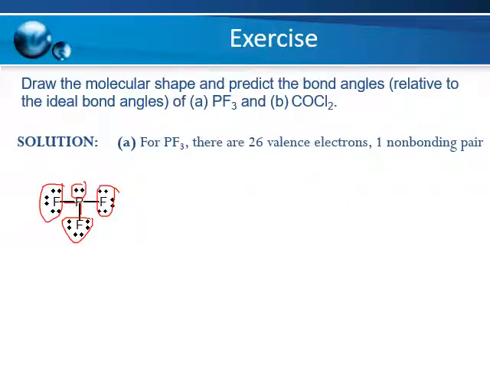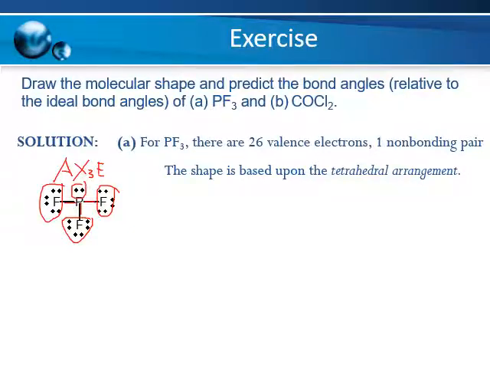So you can predict now that your structure is A, the center is A. X, how many X do you have? X is F: 1, 2, 3. AX3, and then E, E for lone pair. How many lone pairs do you have? Only one lone pair. So AX3E. What is it? It's a tetrahedral arrangement, with one lone pair.